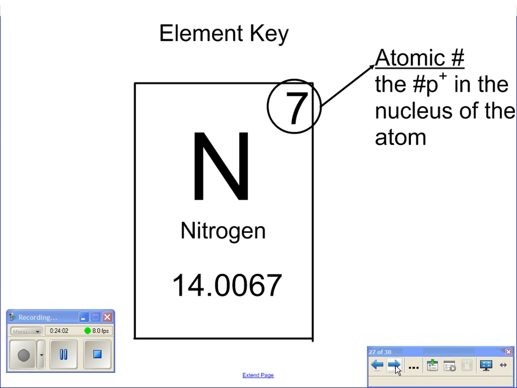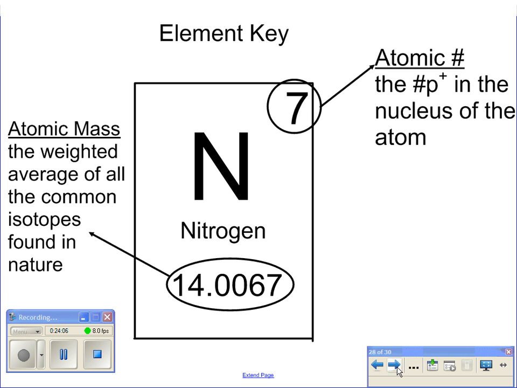And then the decimal number down at the bottom is the atomic mass. This is the weighted average of all the common isotopes found in nature. So all of the isotopes, like we saw hydrogen 1, hydrogen 2, hydrogen 3, those are all averaged together, but they're weighted, kind of like your grade for this class is weighted. So tests are worth more than homework. Then the mass is weighted because sometimes one particular isotope shows up more frequently than the others. So even though it's there, we want to show on the periodic table the atomic mass that's the average of what you would normally find.